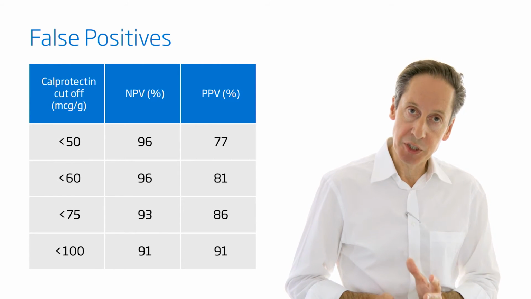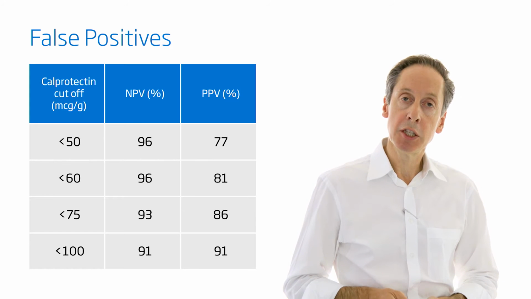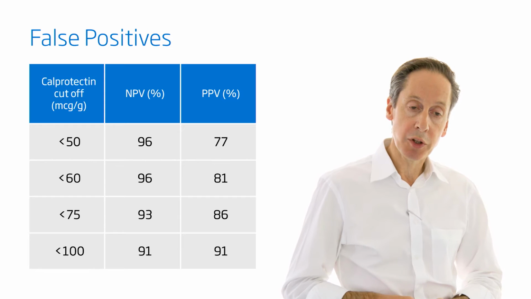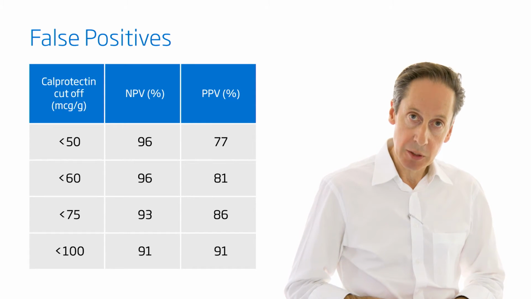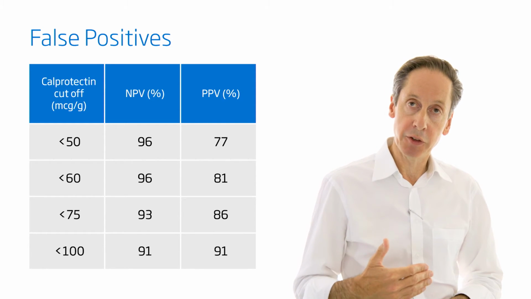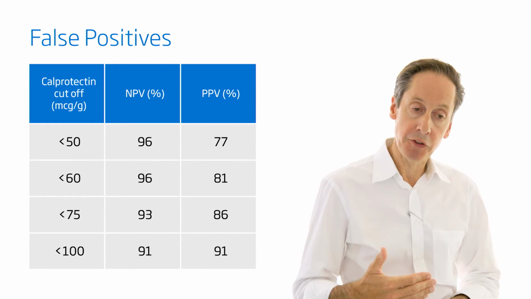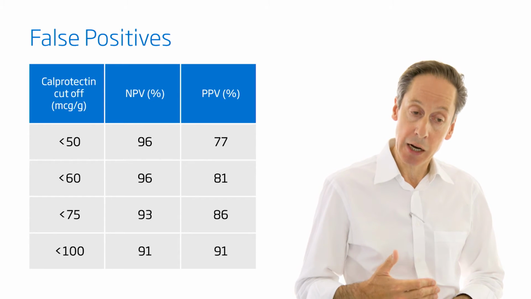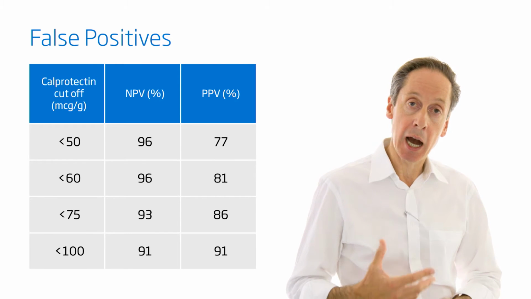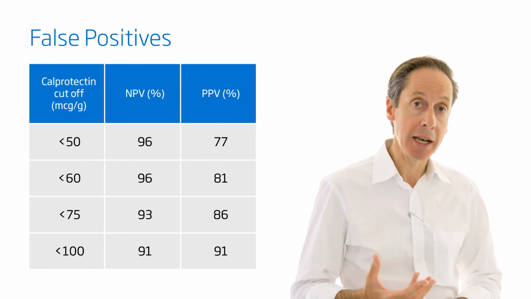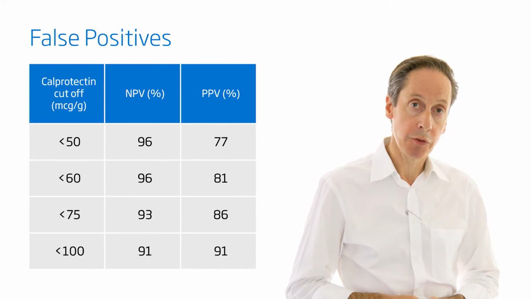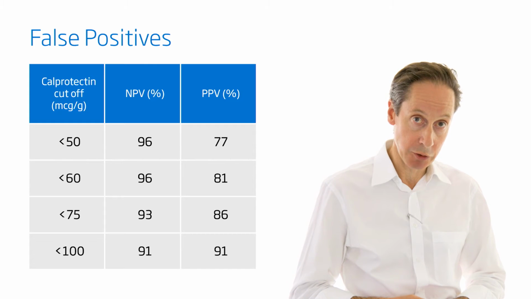If we look at the flip side, that was our false positives, the patients who had a falsely raised fecal calprotectin. We saw that we could improve the positive predictive value, that is, reduce the number of false positives, by uplifting the fecal calprotectin cutoff from 50 through to 60, 75, and 100. And we felt we could get the balance right in retaining a high negative predictive value and yet uplift the positive predictive value by altering the cutoff from 50 micrograms per gram to 100.